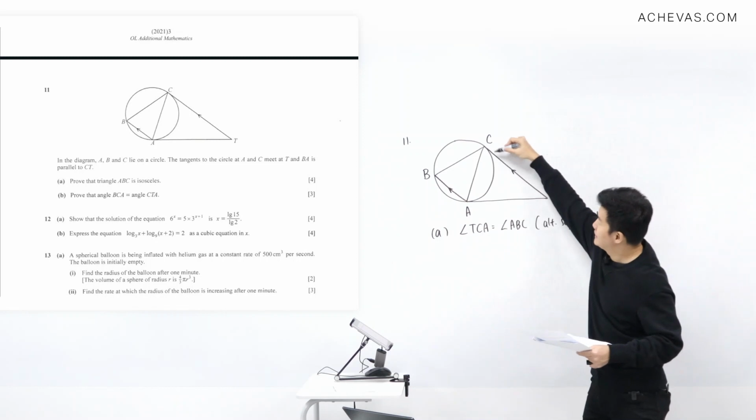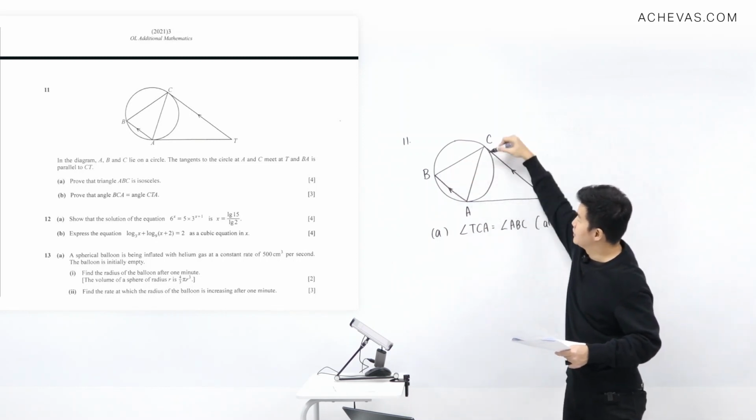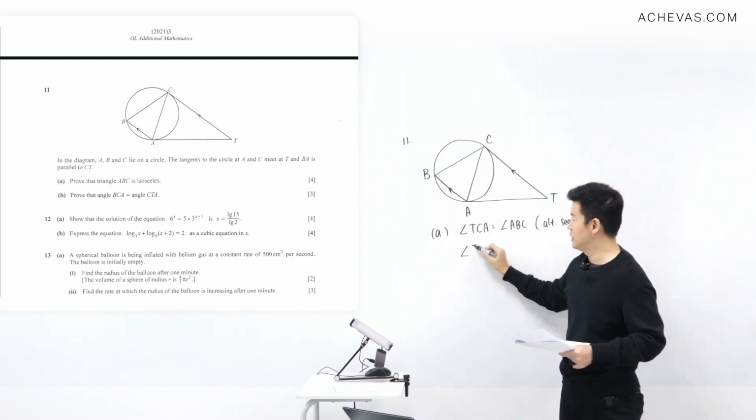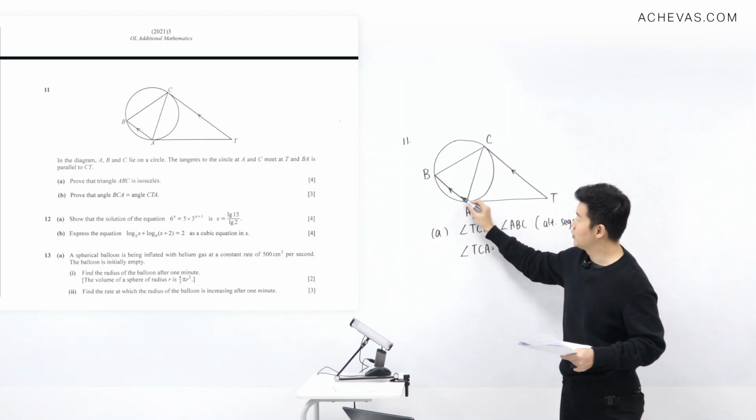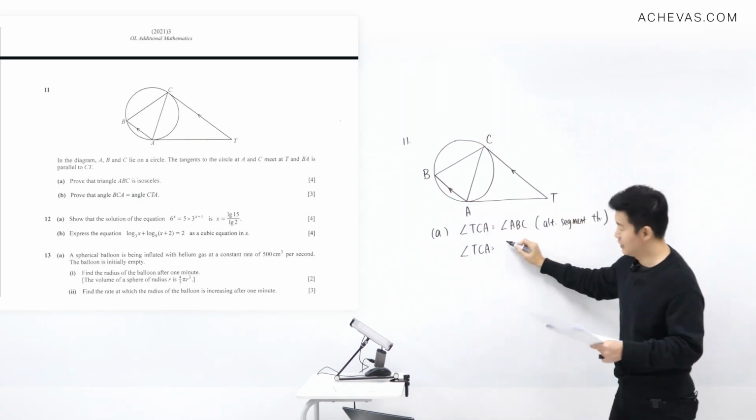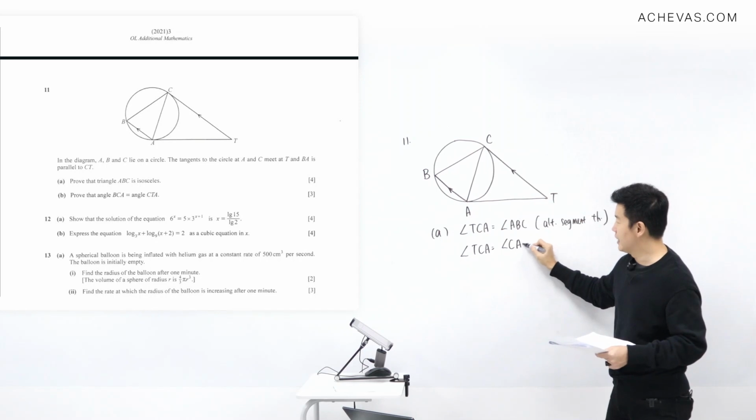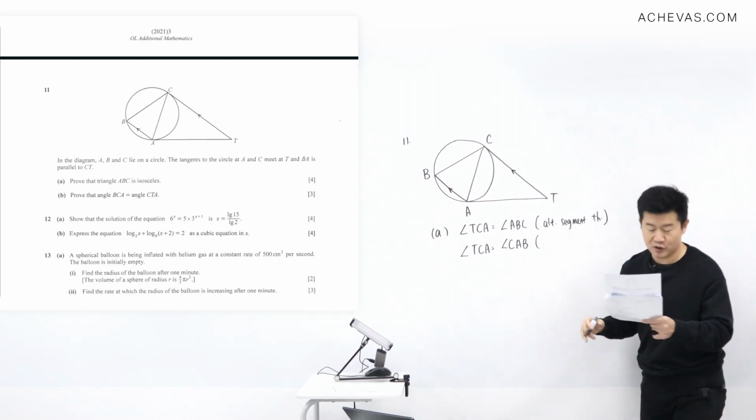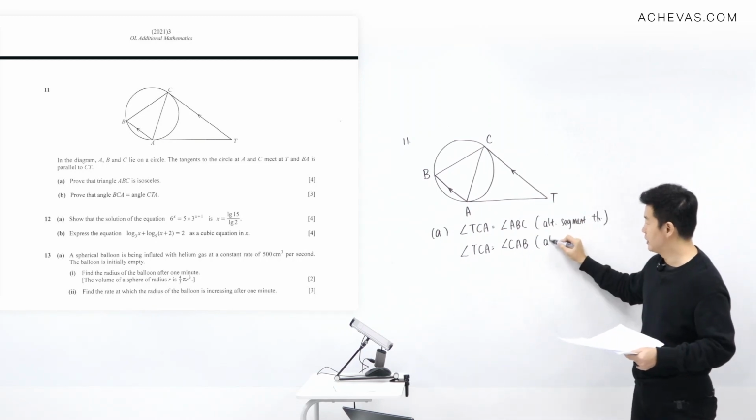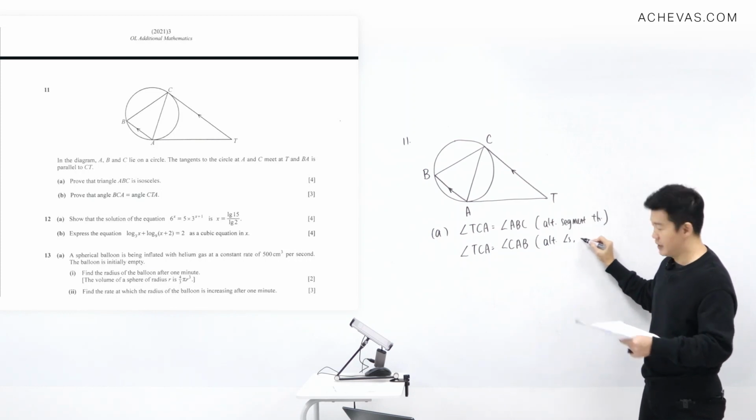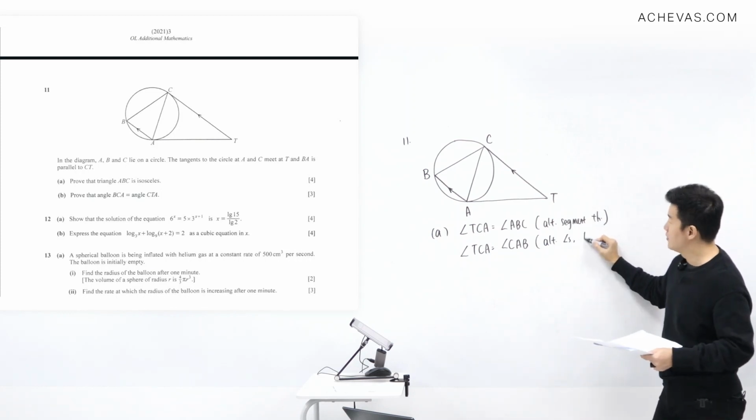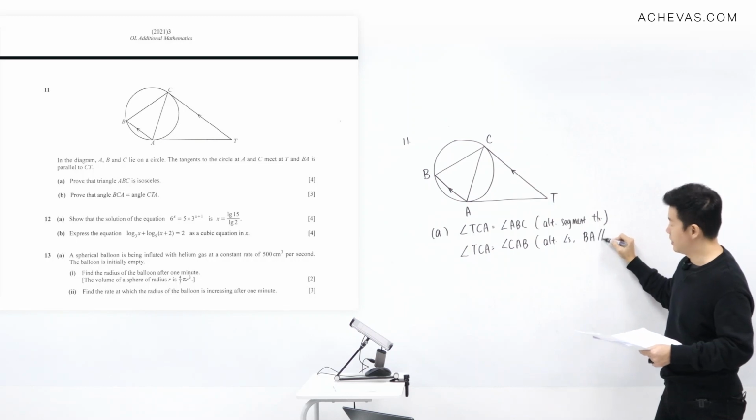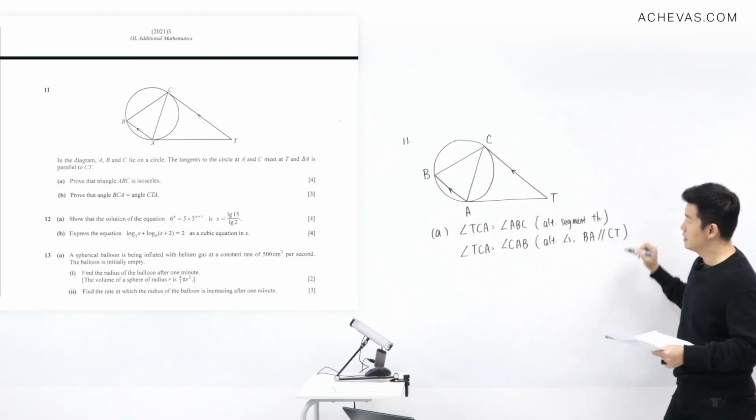And because this is parallel to this, so this angle here, which is angle TCA, is also going to be equal to this angle, right? And this is angle CAB. And this is because of alternate angles. Let me write it down. Alternate angles, and this is based on the fact that BA is parallel to CT.